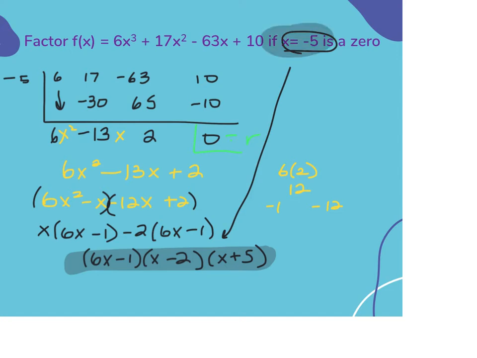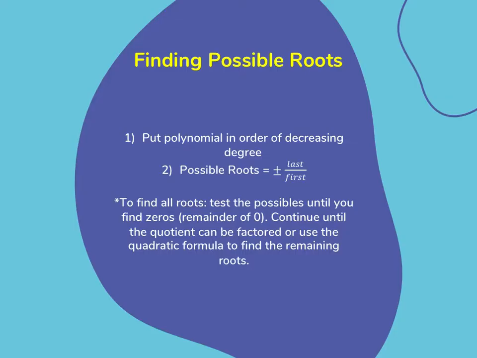Okay, so we're going to cover one more topic and then I'll jump back to homework. So what happens if I don't give you a root at the beginning? Up to this point, we've given you a root to start with to reduce a degree. If you have no idea what any of the roots are, then you have to come up with a list of possible roots. And the way we come up with a list of possible roots is we put the polynomial in order of decreasing degree.